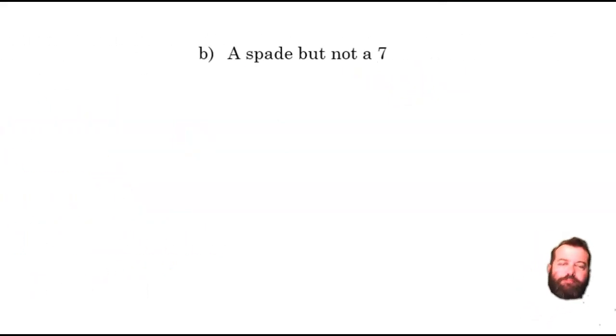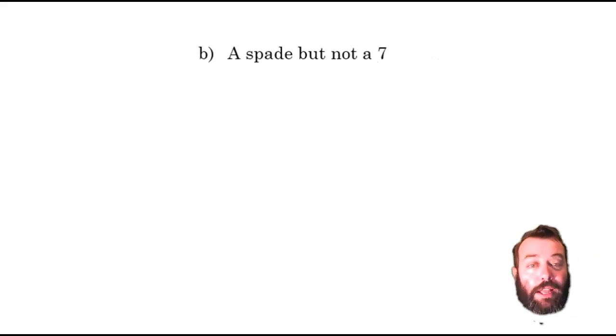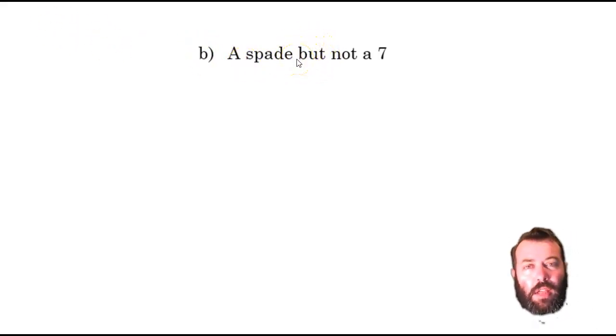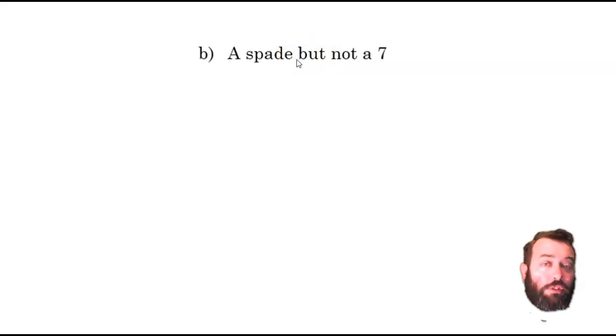Here's another example. What's the probability of drawing a spade but not a 7? Now, there's a couple of words going together here. "But" is essentially equivalent to "and". So we're looking for the intersection here. And "not" ties us to the idea of a complement. So not a 7, we're talking about the complement of a 7 there, anything that's not a 7.